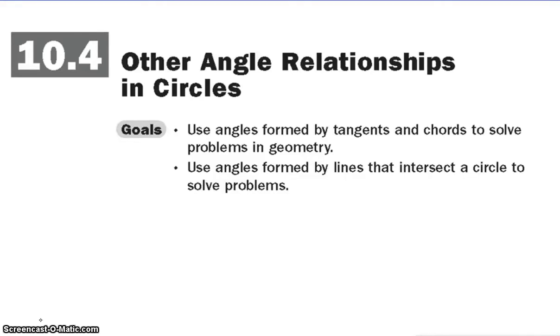Alright, we're going to be talking about other angles that can be found in circles. Now, in our last video we talked about inscribed angles, which were made by two chords. Some of the angles that we talk about are going to be made by tangents and chords, or secants and tangents, etc. So we're going to be looking at things that are not just two chords like your typical inscribed angle, but those that are made by secants and tangents as well.